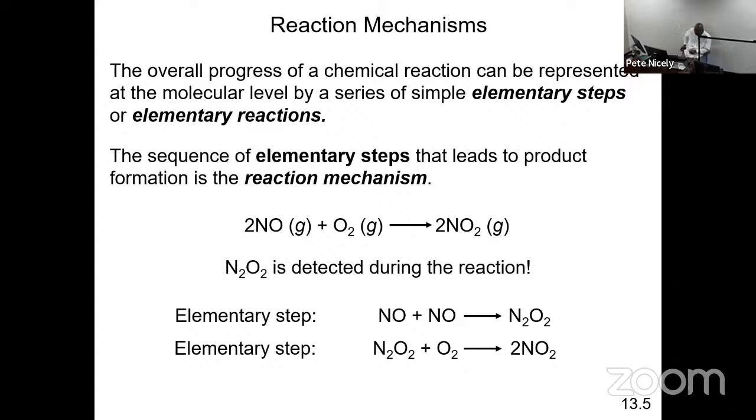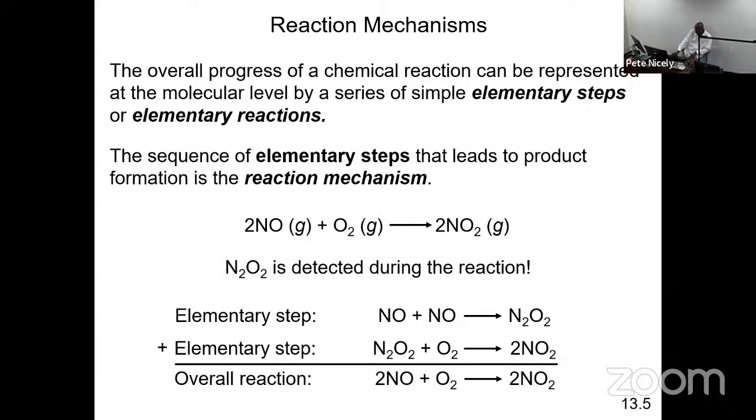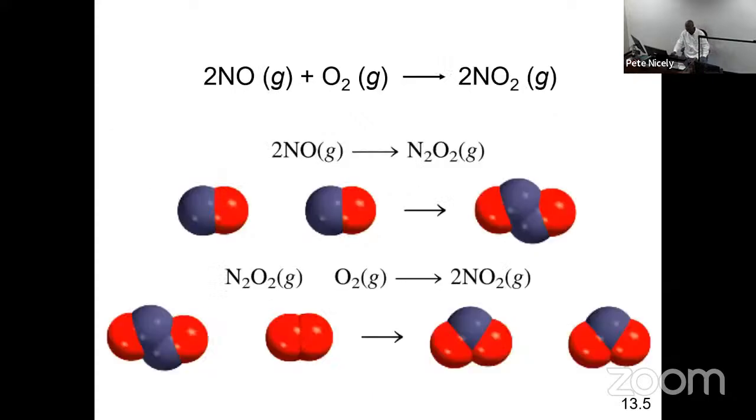So this is a very simple example of a mechanism which explains not only the overall equation, but the fact that an intermediate, N2O2, was detected during the reaction. And another thing I need to say here is that what must be true for all mechanisms is that when you add up the elementary steps, you should end up with the overall equation. And we can see that here. When you add up these two elementary steps, the dinitrogen dioxide is canceled out and you end up with the overall equation. So that's true for any mechanism that one could come up with in order to explain what's happening in a chemical reaction. Okay, so this is just representing the same reaction using models. So let me skip that.